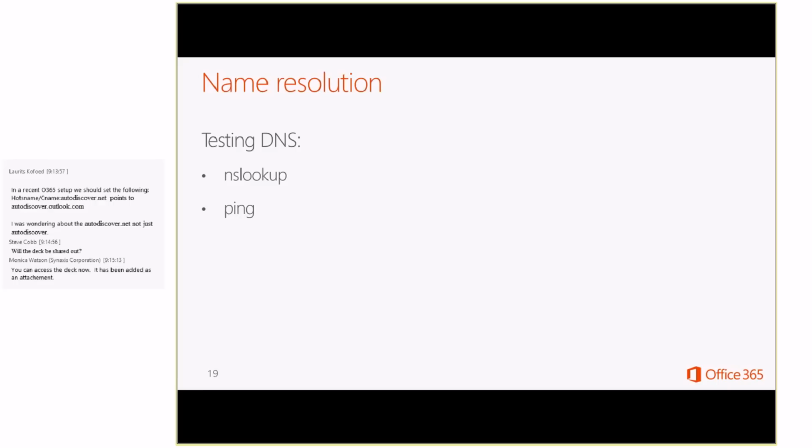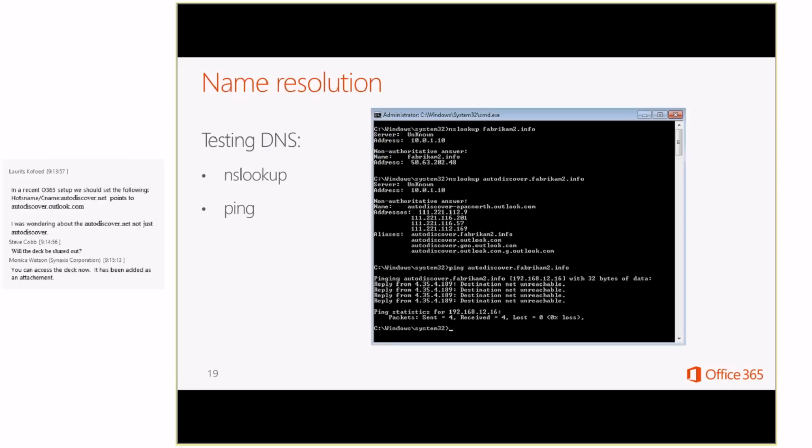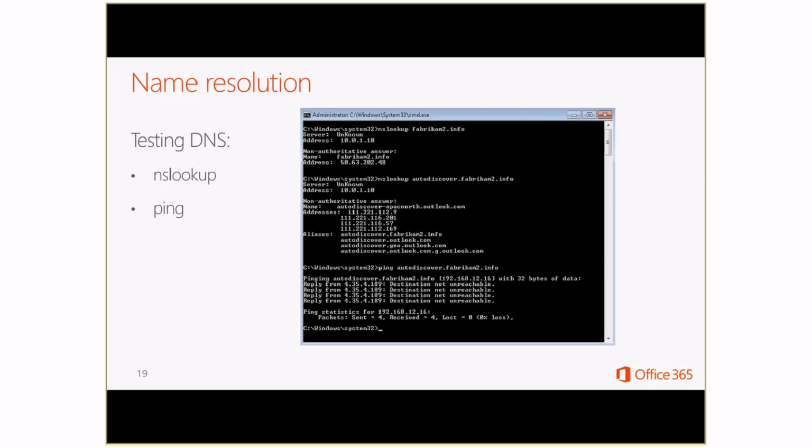So here in this command prompt window, you can see there in the middle, we did a NS lookup for Autodiscover of fabricam2.info, which returned a 111.221 address. But then below that, when a ping command was executed, it returned a 192.168 address. And we can simply go in and look for a host file. We would probably find that entry in the host file.